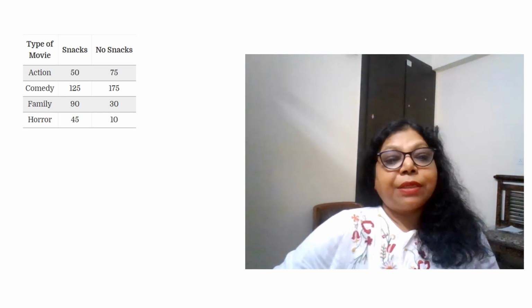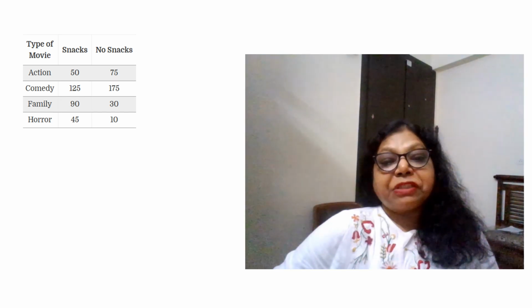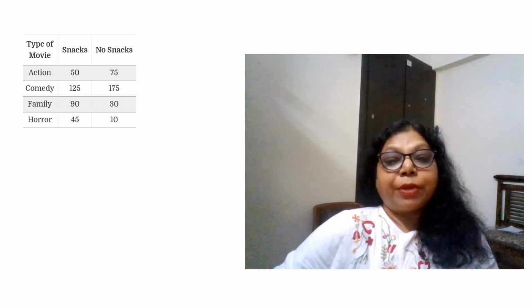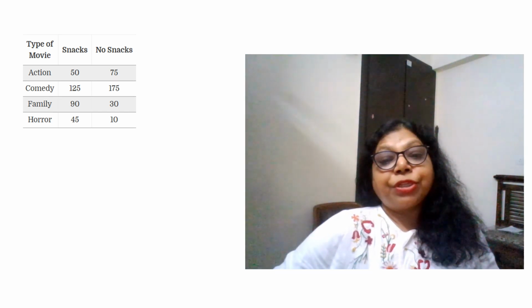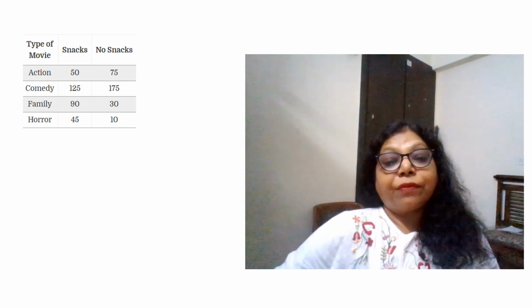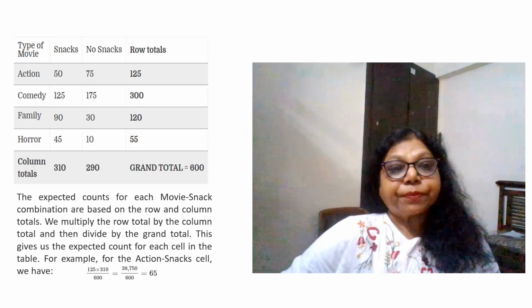Okay, so here is our data. As you can see, movie type is action, comedy, family and horror, and the snacks purchased is 50, not purchased 75. Those who saw comedy, 125 purchased and 175 did not purchase. Those who were watching the family drama, 90 purchased, 30 didn't purchase. And then those who were watching the horror movie, 45 purchased and 10 did not purchase.